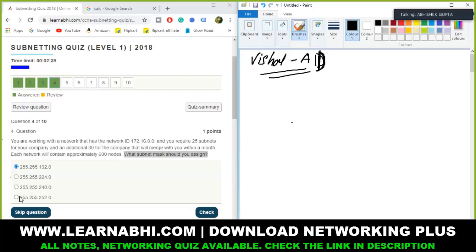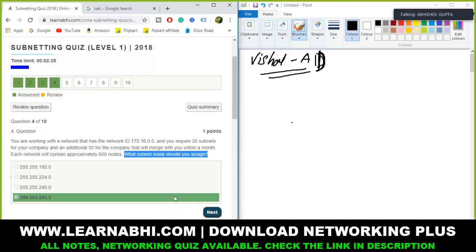So let's choose D and let's see whether it is correct or not. Check. Correct answer. Congratulations. Big clap for Vishal. He has given the correct answer. So see, what is the answer I am telling here? The requirement is 25 subnets plus 30 subnets. So how many subnets do we need in total? 30 plus 25, correct.